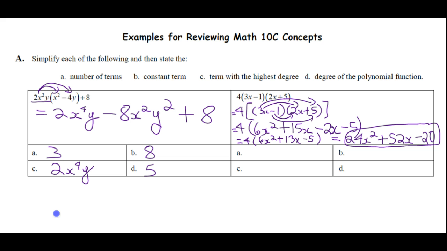So if you're multiplying binomials together and then there's some number in front, multiply the binomials together, then go through and multiply that number by it. That's the easiest way. Always get the right answer. Unless you make a mistake, then you get the wrong answer.